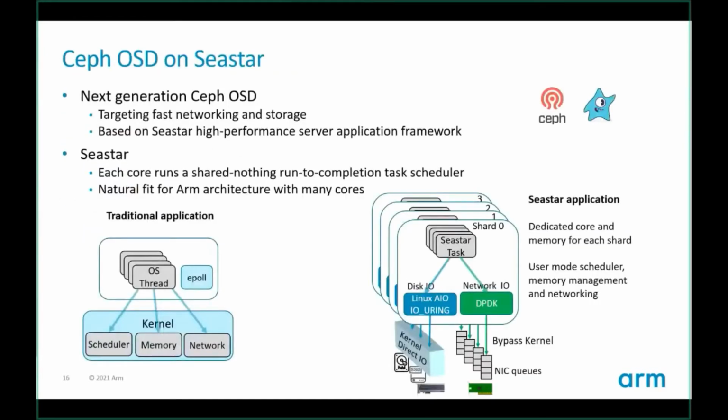Now the Ceph OSD is being refactored based on Seastar's high performance framework for the age of persistent memory and faster NVMe storage. Seastar is a shared-nothing design, and each core has its own resources. And it uses message queues for communication between cores, and I think all this makes it a natural fit for ARM architecture with many cores.